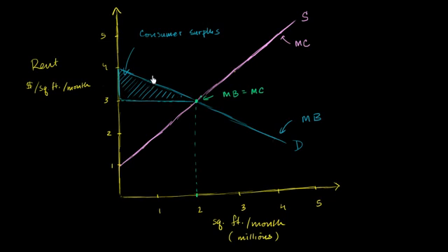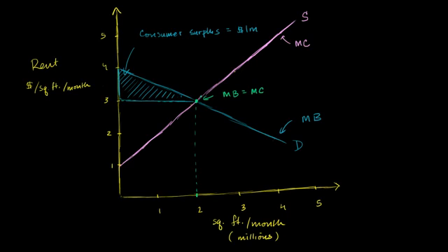And we can calculate it. This is a triangle. I'm assuming actually both the supply and demand curves are lines. So let's see, this has a height of 1, and it has a base of 2. And so its area is going to be 1 times 2 times 1/2. We're multiplying $1 times 2 million times 1/2. So that's going to be $1 million of consumer surplus per month.